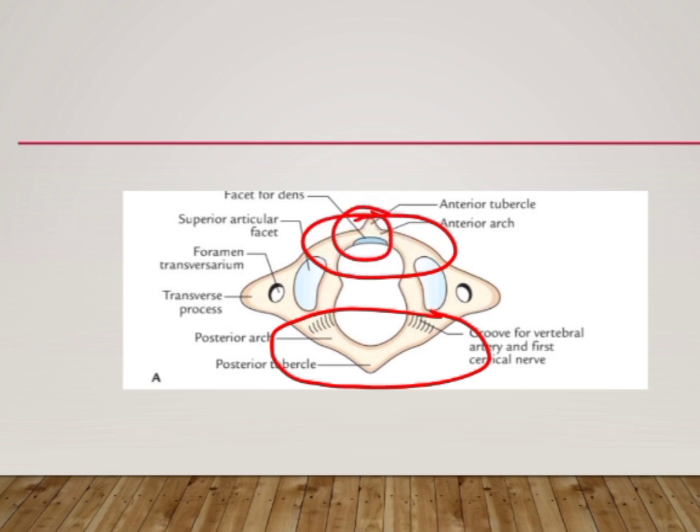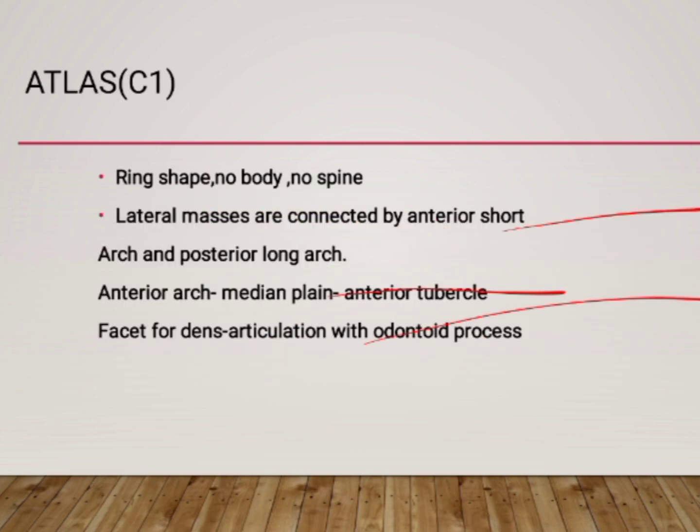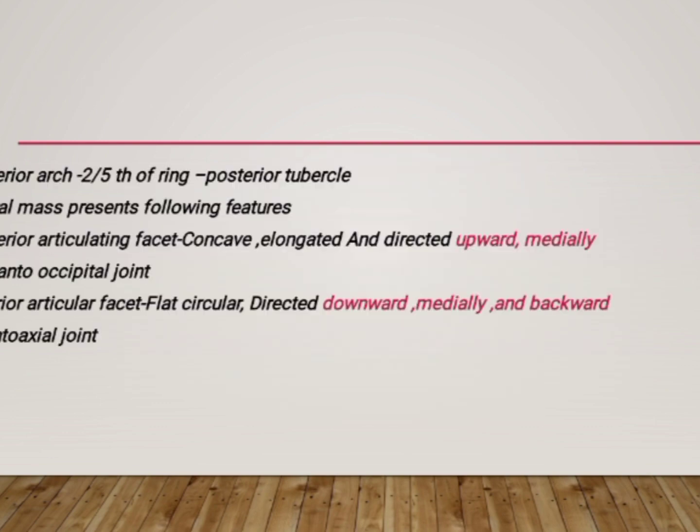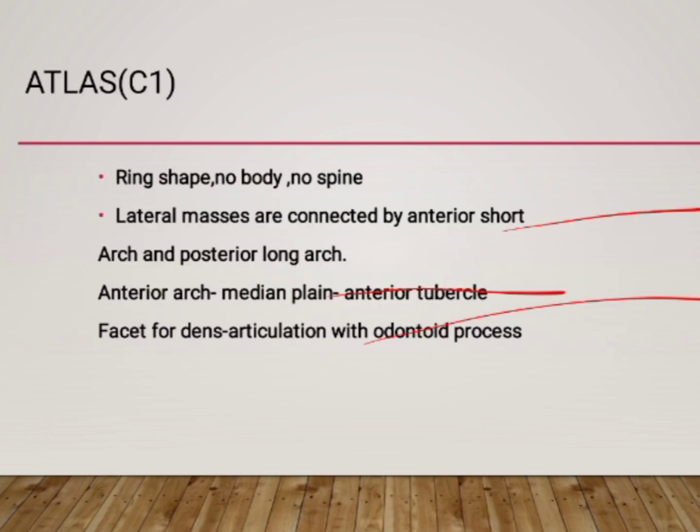The anterior arch is marked in the median plane by an anterior tubercle. You should see that anterior tubercle, and on its posterior aspect there is an oval facet for articulation with the dens of the second cervical vertebra to form the atlanto-axial joint. There is a facet for the dens. The odontoid process of the axis makes a joint with the facet of the dens to form the atlanto-axial joint.